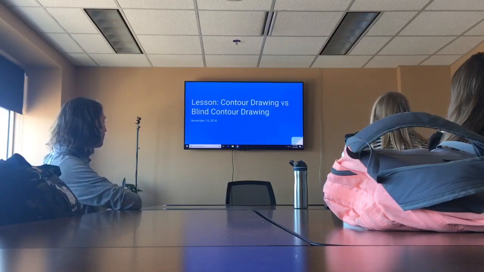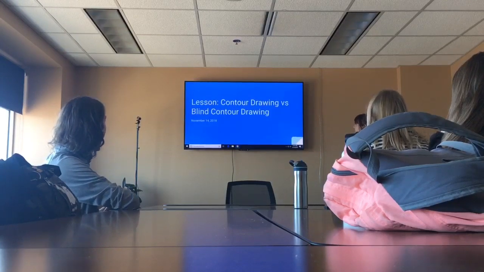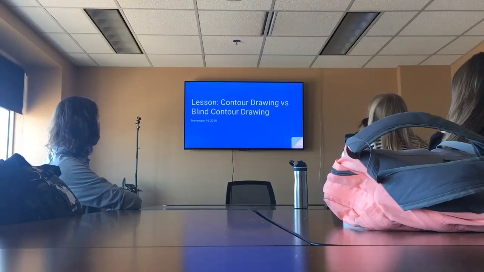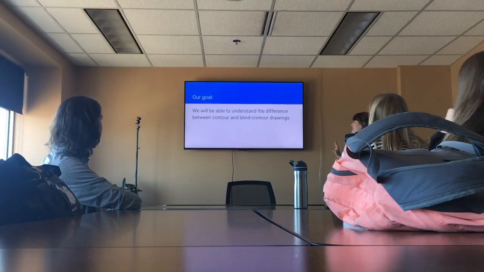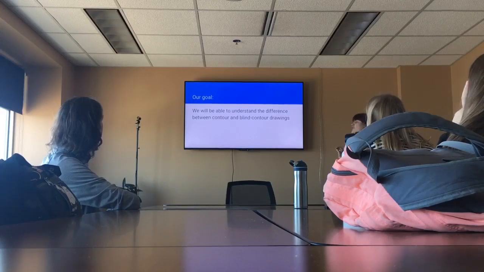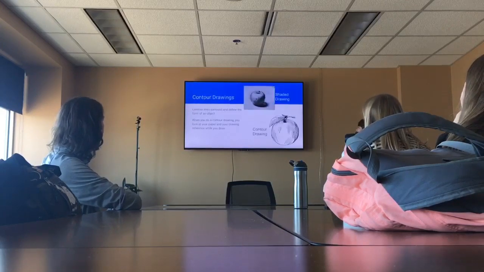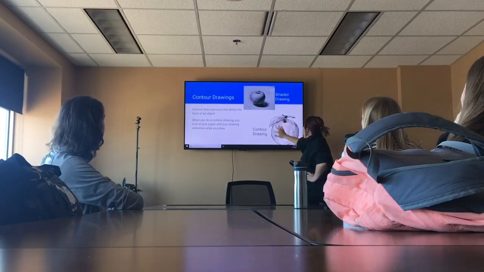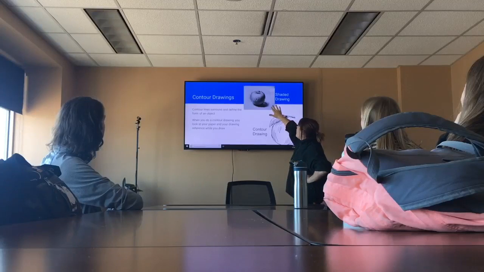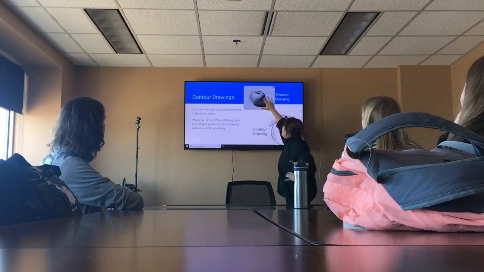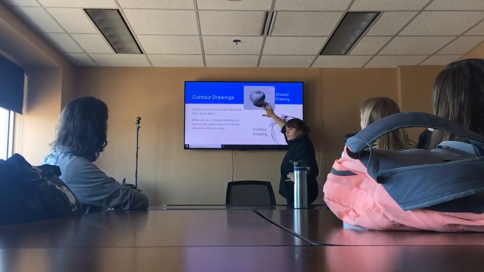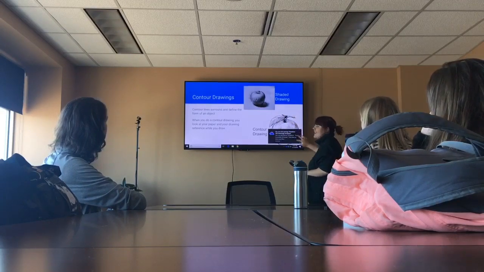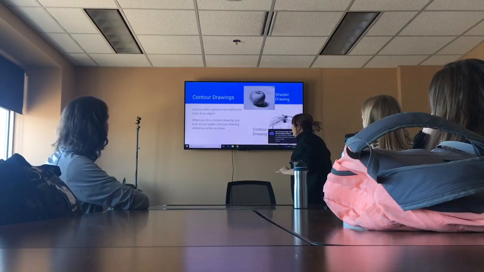Good afternoon, artists. So today we're going to be talking about contour drawing versus blind contour drawings. And the goal of our assignment today is to be able to understand the differences between the two. So contour drawings are lines that form an object. And so you see in a shaded drawing, we have shading that has been blended to look like the forms of the object, while with contour drawings, we're using only line to describe what we see.